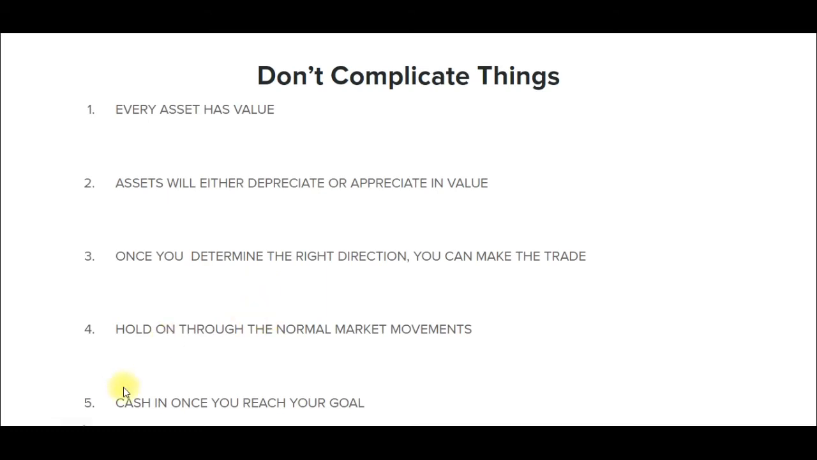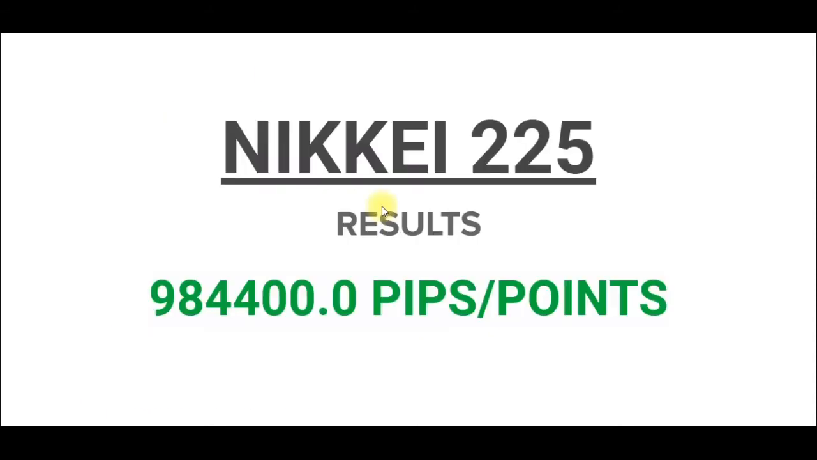Once you reach your goal, once you obtain that profit, then you'll be able to repeat the same process again. We're going to look at the Nikkei 225 in this video. This will be the first example that we will look at. Now, the Nikkei 225 is a part of the indices.